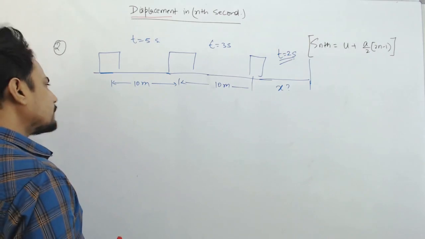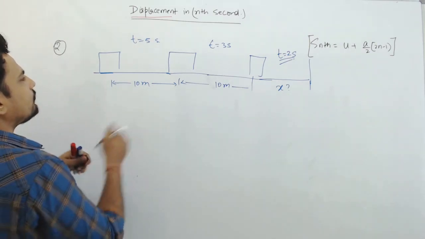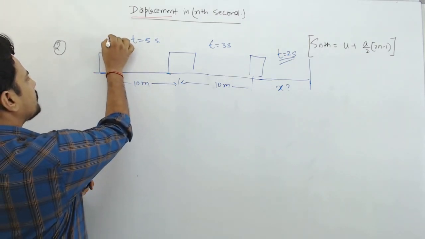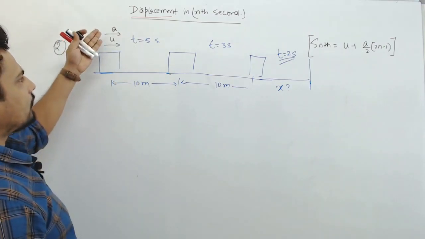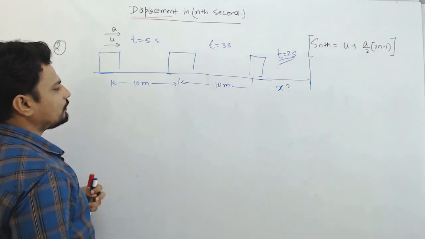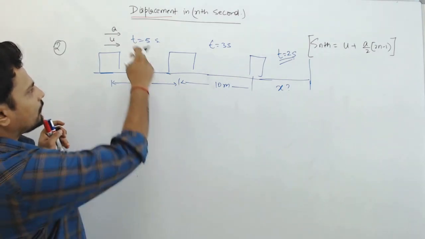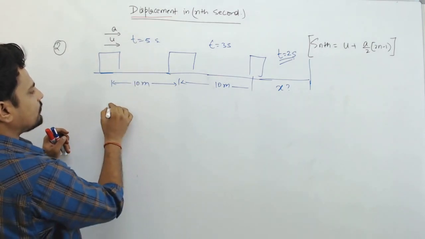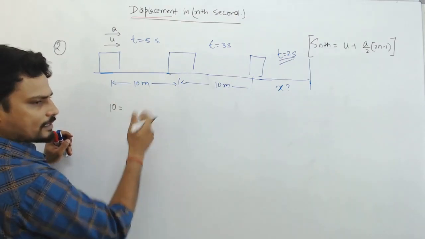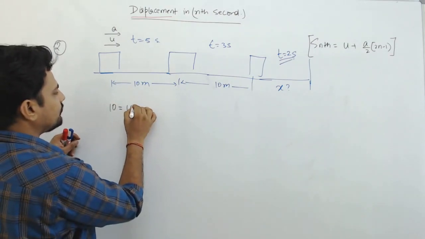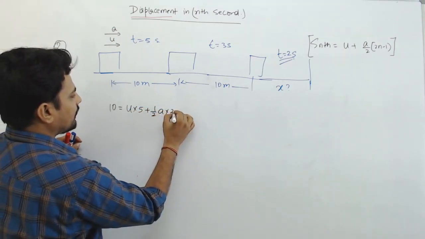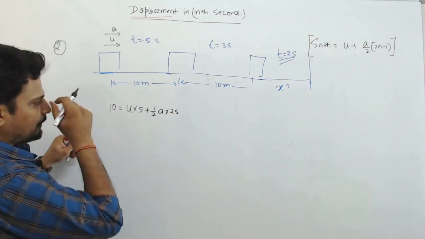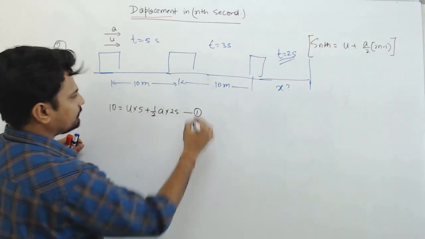Now let us see. Let's assume some initial velocity u and the acceleration is a, and let's say both are in the same direction. Now in the first 5 seconds, what is the distance? We're going to use s equals ut plus half at square. So 10 equals 5u plus half a times 25. So we got one equation from here.